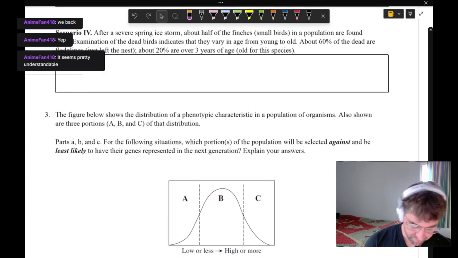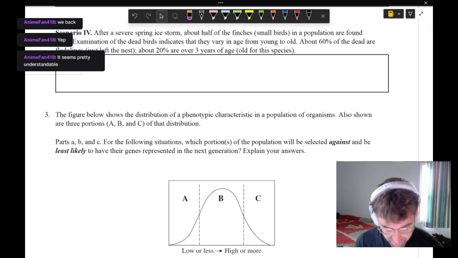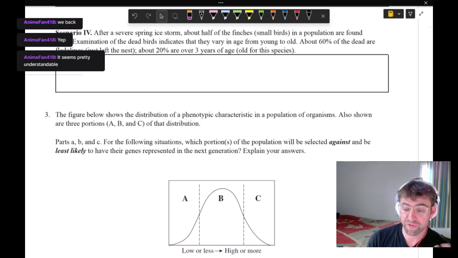Scenario 4. After a severe spring ice storm, about half of the finches, these are a small bird, in a population are found dead. Examination of the dead birds indicates that they vary in age from young to old. About 60% of the dead are fledglings, just left the nest, and about 20% are over 3 years of age, which would be very old for this species.